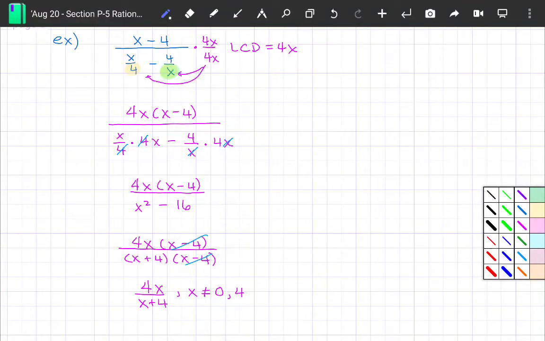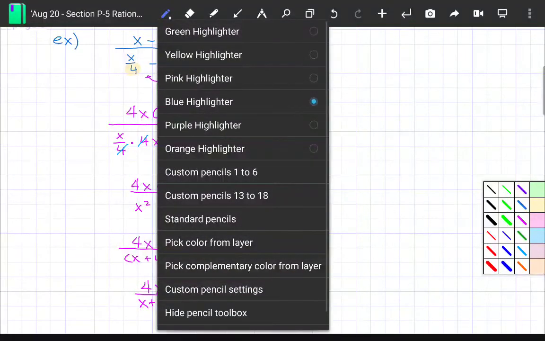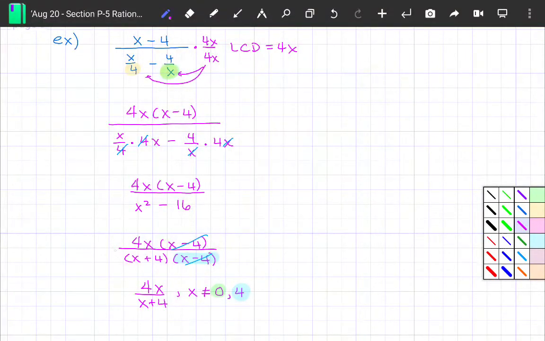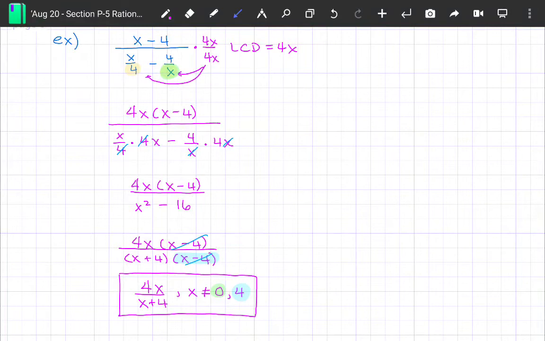Right here, I had an x in the denominator that's no longer in the denominator. So that's where that 0 is coming from. But I also, at one point, wound up with an x minus 4 in the denominator in the problem, but it's no longer there. I need to include that as well. So I actually had 2 restrictions here, and then I have my final answer. So again, the idea with complex fractions: factor the denominators if you can first, but then find the LCD and multiply top and bottom of the big fraction by that LCD.